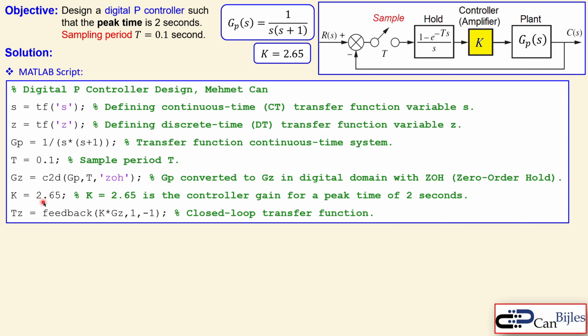And K is then 2.65 because that was designed, and this is then the closed loop transfer function using this feedback command. For the feedback command, the first entry is what you have in the forward path, 1 is what you have in the feedback path, and the -1 is here in order to get the negative feedback. If you forget this, MATLAB assumes negative feedback by default. Okay, this is the script.